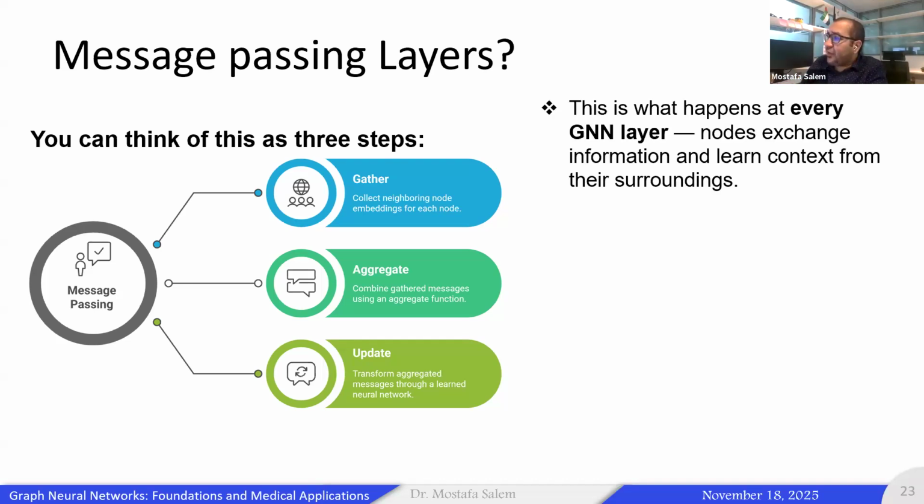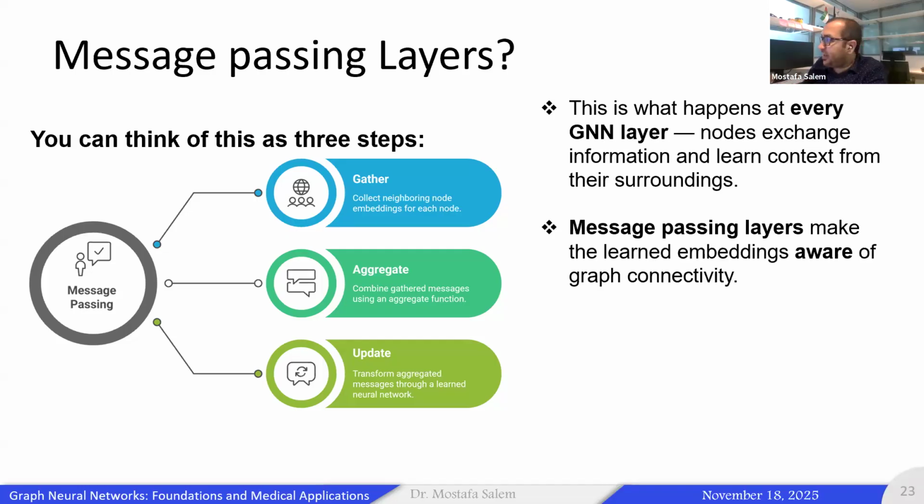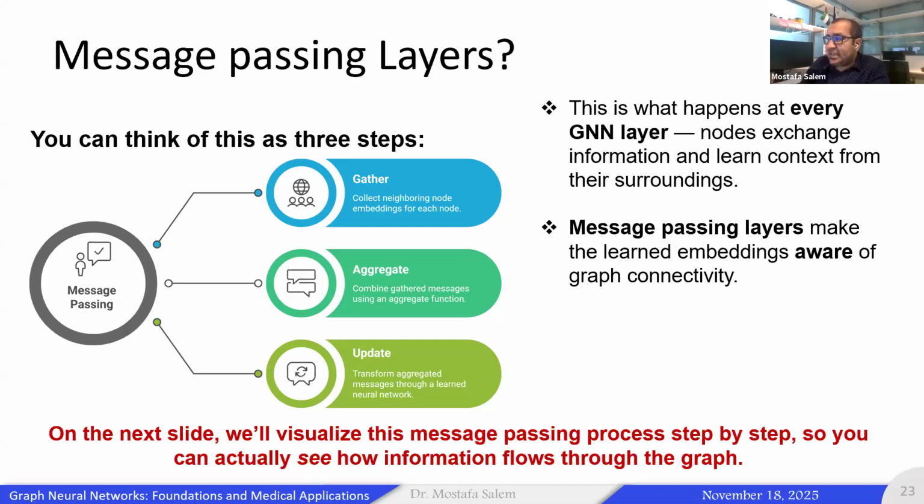So this is what happens at every GNN layer. Nodes exchange information and learn context from their surroundings. Message passing layers make the learned embeddings aware of the graph connectivity. In the next slide, we will visualize this message passing layer step by step, so you can actually see how information flows through the graph.